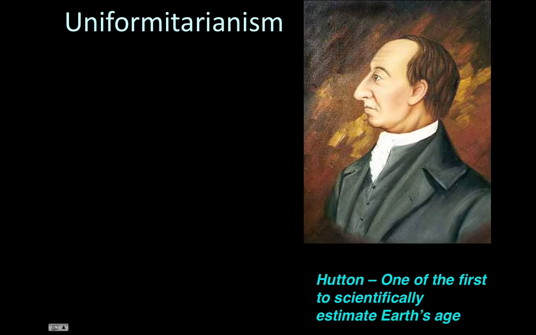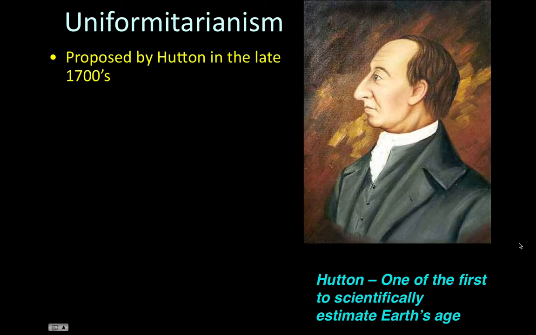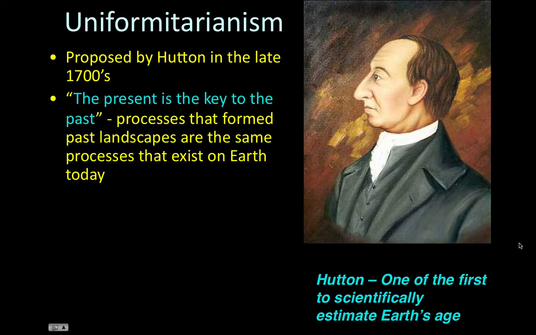It was later that a person by the name of Hutton came along and really tried to estimate Earth's age, but in more of a scientific sense. Here's a painting of Hutton over here on the side. Hutton made this proposition in the late 1700s, and he came up with an idea, which is the title of this slide. It's called Uniformitarianism. What you might see in this term is the root uniform. Basically, he said the present is the key to the past. The Earth has been uniform.